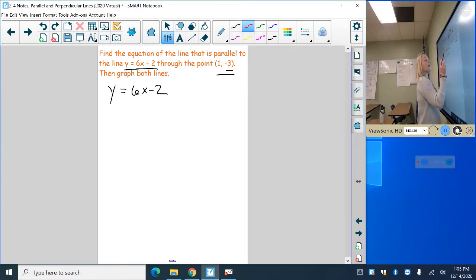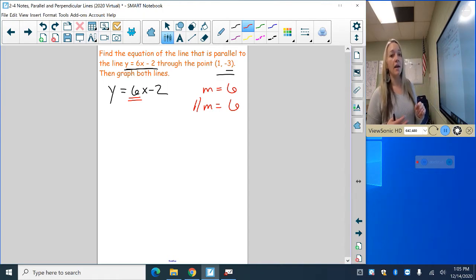What is the slope of that line? The slope of the first line is 6, which we know means that if a line is parallel to it, it has to have the slope of 6. So we could say the parallel slope is also going to be 6. But what is the equation of a line with the slope of 6 that goes through the point 1, negative 3? Well, how do I do that? And we've done this already. You just have to put 2 and 2 together.